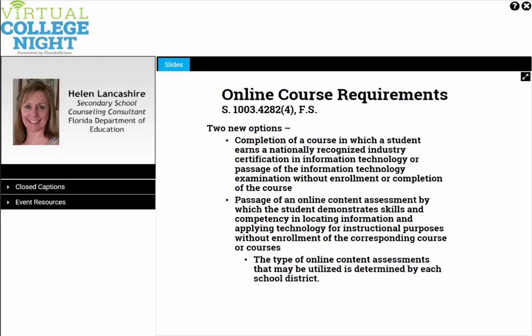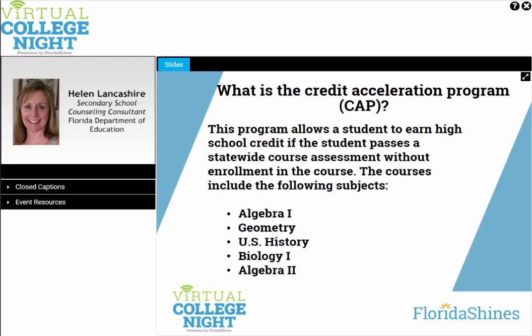With the 2016 legislative session, we see an expansion with 2 additional options to meet the online course requirement. One is if a student completes a course in which a student earns a nationally recognized industry certification in information technology, or if they pass the information technology exam without enrollment or completion in the course. The second new option is if they pass an online content assessment, which the student, in fact, would demonstrate their skills and competency in locating information and other items. The type of online assessment is determined by the school's district.